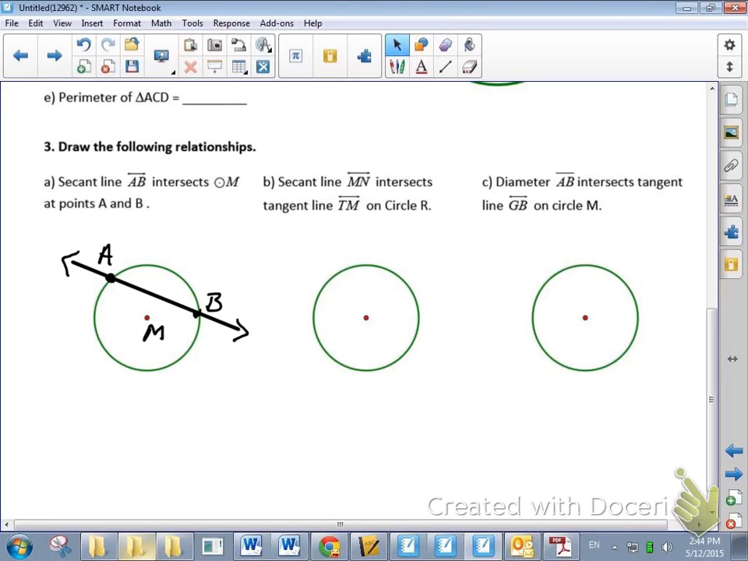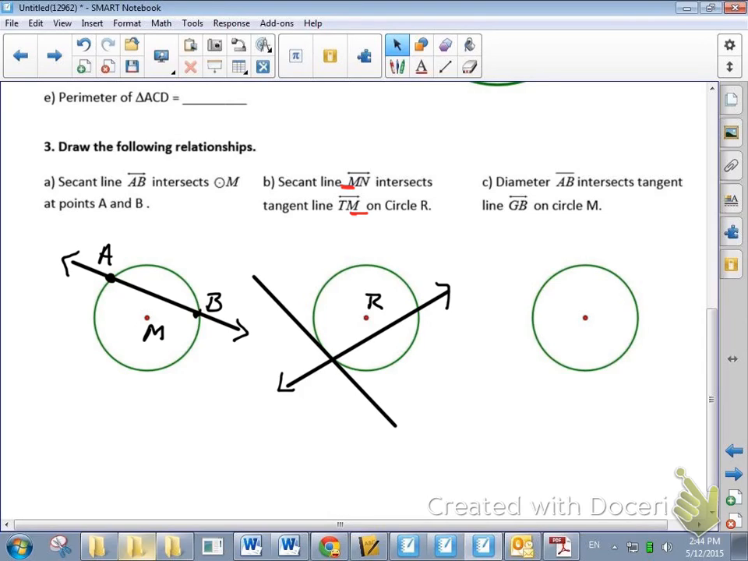So there we go. The second one, again, I have a secant line, MN, and it's going to intersect tangent line TM on circle R. Okay, so first of all, I know I have circle R, and it's going to intersect a tangent line. So tangent is going to intersect the circle at 1 point, and notice in my secant line I have an M. Let's make this a bright color. I have an M here, and I have an M here. They have the M in common, so that's where they're intersecting. So if I draw in my tangent line, I know a tangent line is intersecting at 1 point.